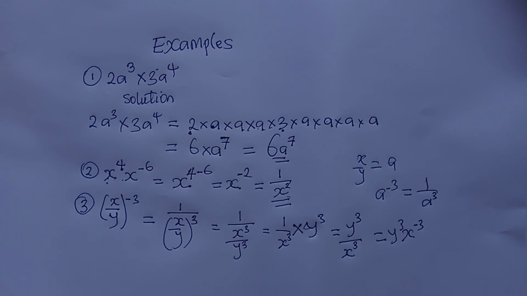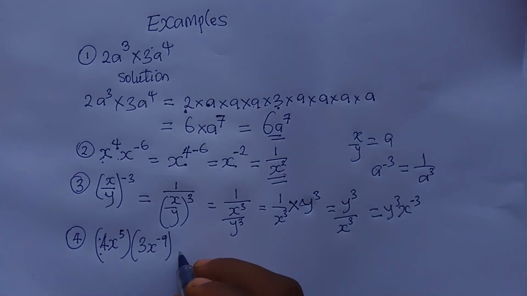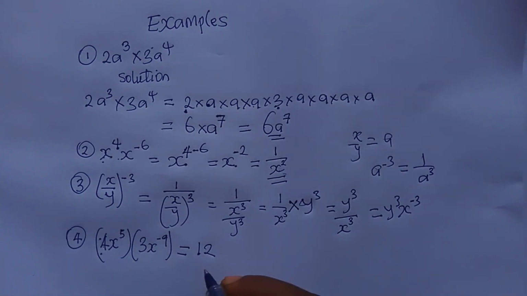Now let's look at another example. If we have this problem, we can go ahead to open the bracket. So in opening the bracket, you see that 4x raised to the power 5 is going to multiply 3x raised to the power minus 9. And 4 and 3 are like terms. So you can multiply the 2 so that it will give you 12, because 4 multiplied by 3 is 12.